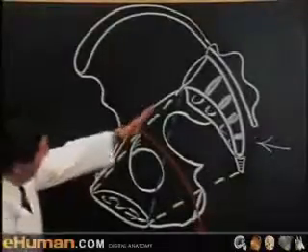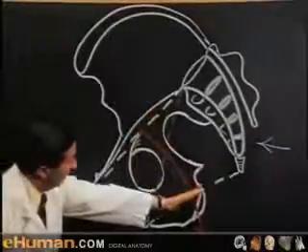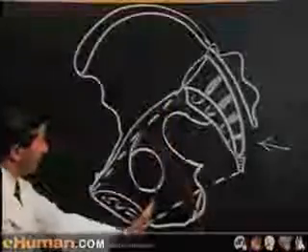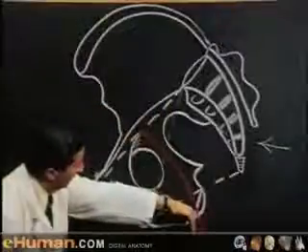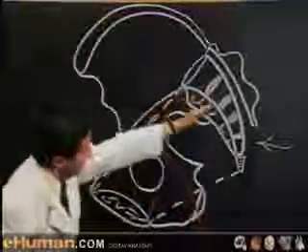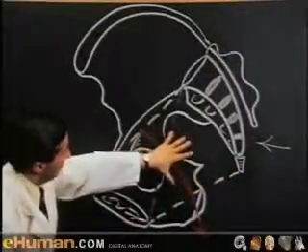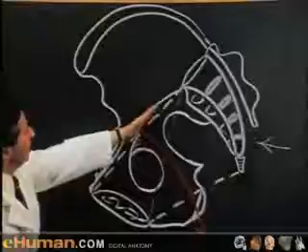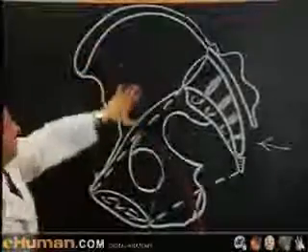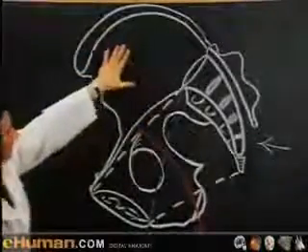So here you have the inlet, the outlet, the diagonal conjugate, and the axis of the pelvis. Here you have the true pelvis. So this is the region of the pelvic cavity, and this area above the iliopectineal line is referred to as the false pelvis.